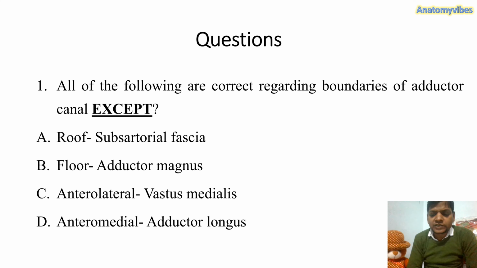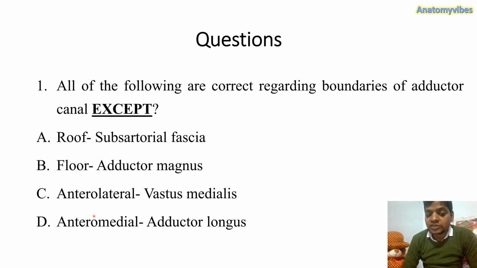So there is one question for you. All the following are correct regarding boundaries of the adductor canal except. So boundaries we have discussed. Roof, subsartorial fascia, very simple. Floor. So we have discussed the floor. The posteromedial boundary we call the floor. That is formed by adductor magnus as well as adductor longus. Anterolaterally one muscle, that is vastus medialis.